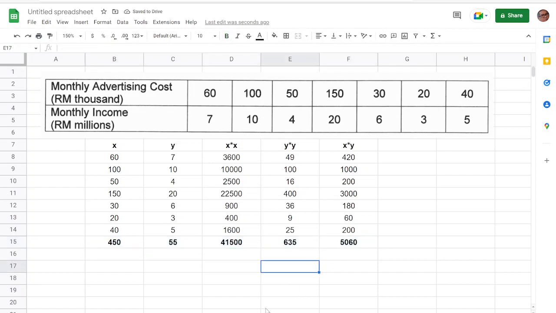Okay, so this is the value that you have for all the summation. So this will be the summation of X, summation of Y, summation of XX, summation of YY, and summation of XY. So you have here, this is summation of X. So this will be summation of Y. So this will be summation of XX. This is summation of YY. And finally summation of XY.